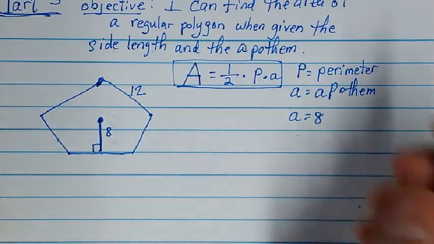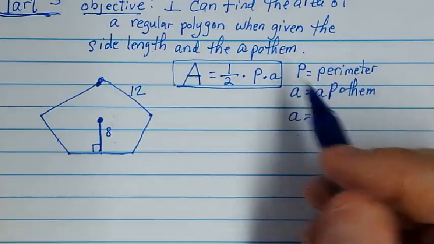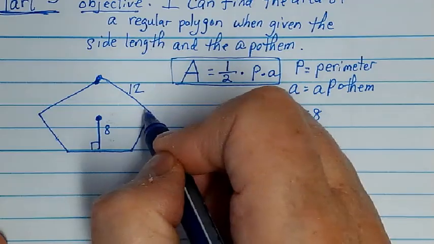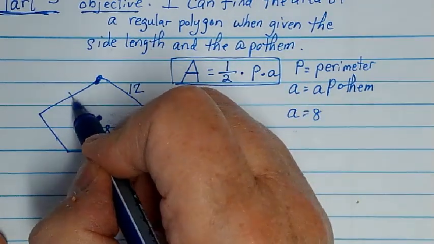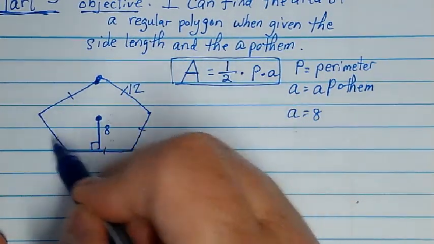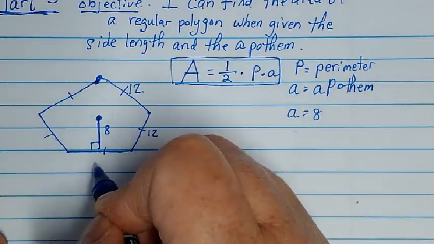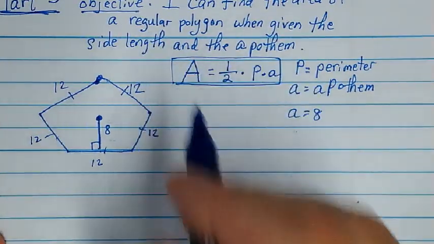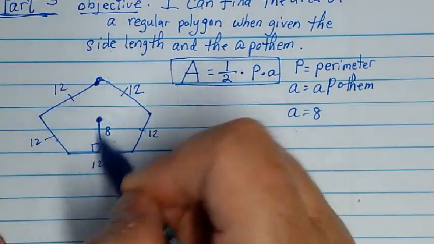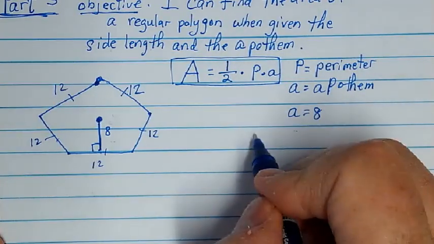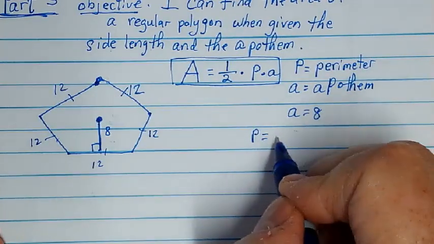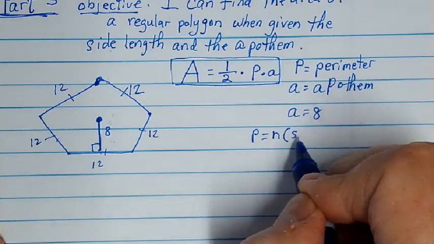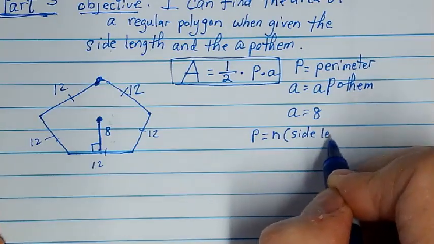And you're saying, well, how am I lucky? Because I need the perimeter. Well, guess what? They give you a side length. And since this is a regular polygon, aren't all the sides the same? This side's 12, this side's 12, that side's 12. What's the quick way to add up 12 when you have 5 sides? Okay, fine. So the perimeter equals the number of sides times the side length.